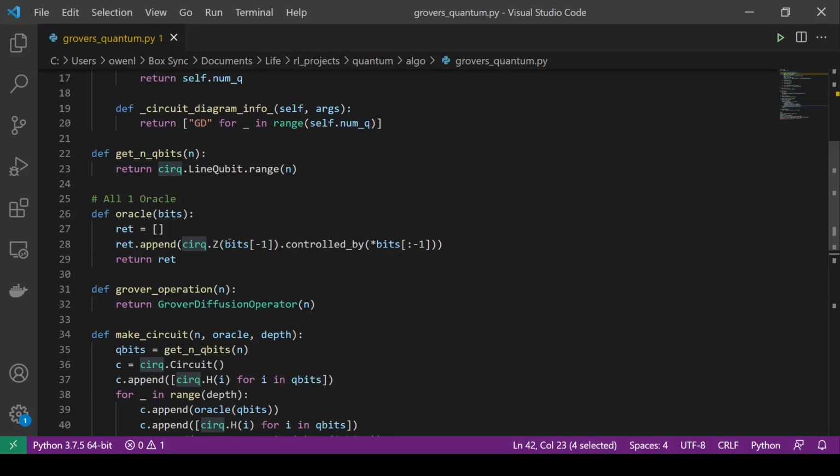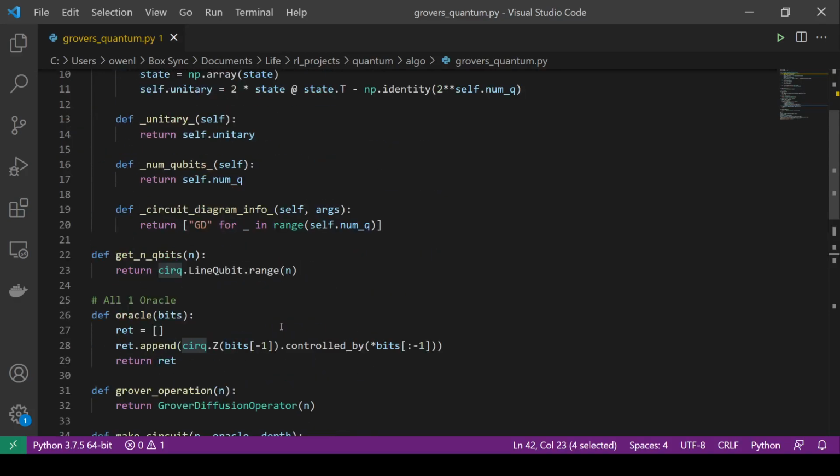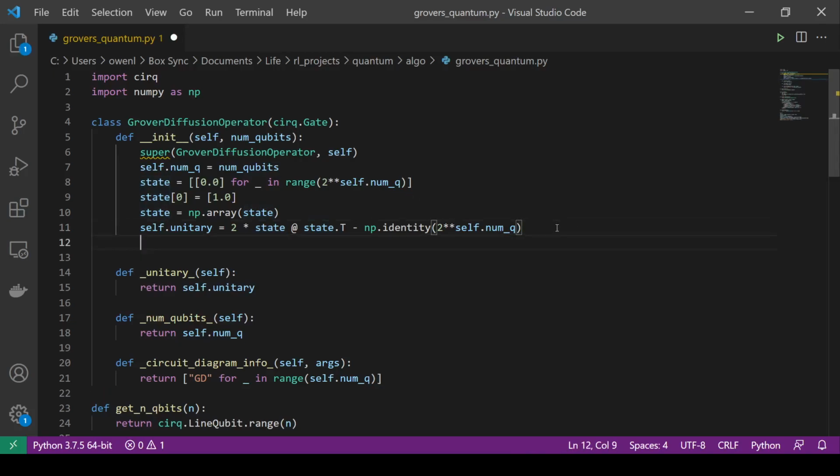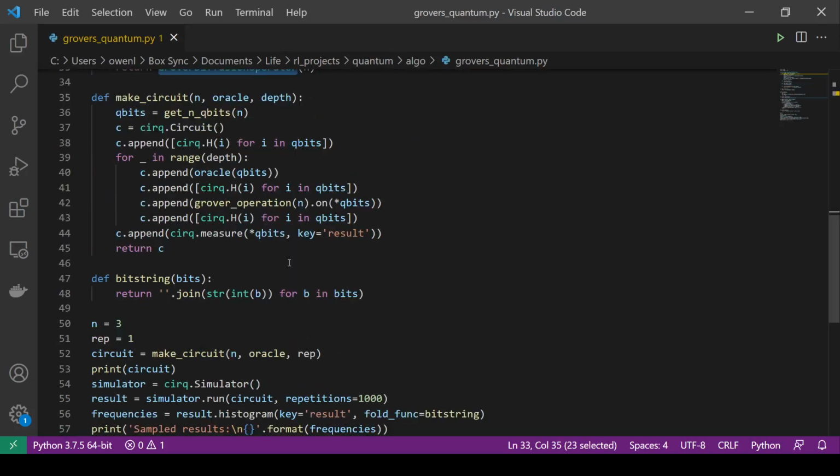So this is just the oracle, just the controlled Z operation. The H gates are explanatory. But what I want to talk about is this custom Grover diffusion operator gate. When it's initialized, we get the unitary, which is 2 times the zero state. I initialize it all to zeros, and in the initial position I put a 1, and then minus an identity matrix. I can actually print this too. And then we just do these unitary operations on however many qubits we need, which is initialized here, and we get the result.